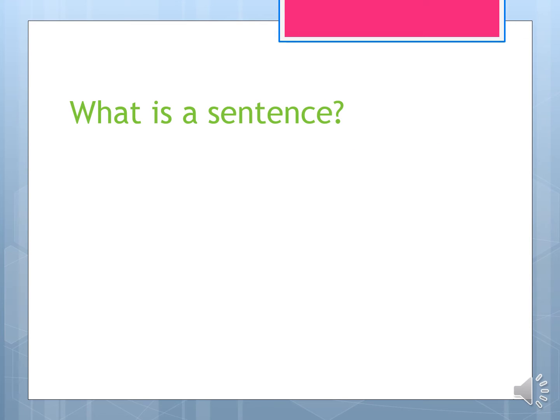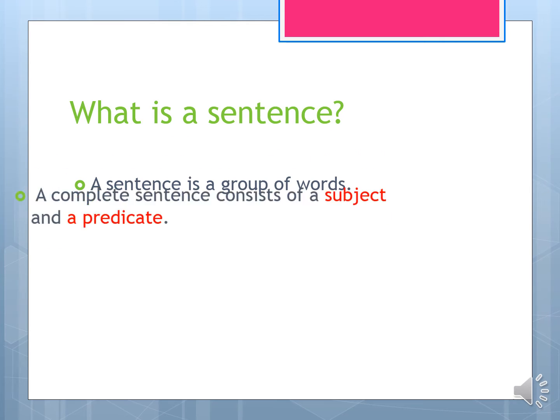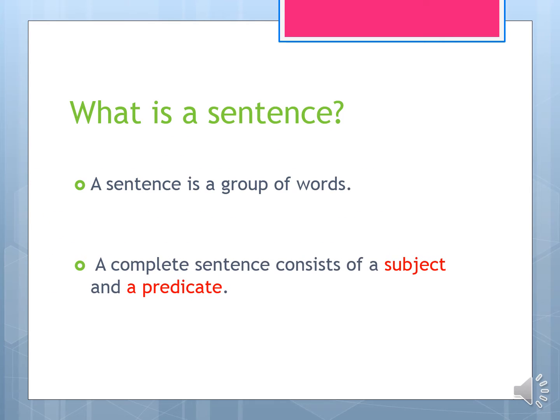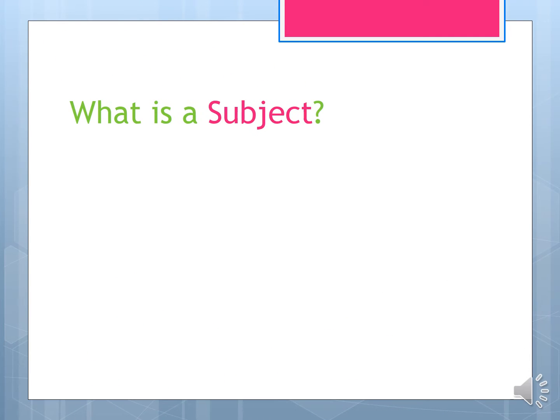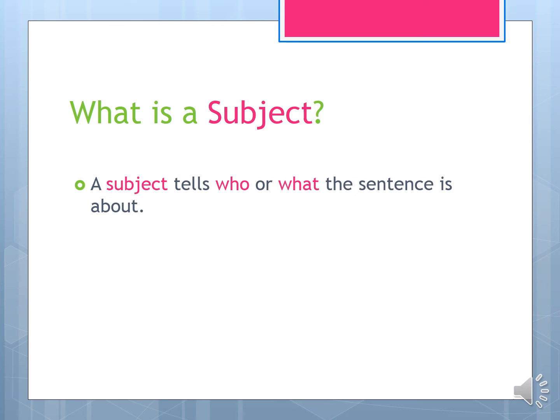What is a sentence? A sentence is a group or set of words that expresses a complete thought. A complete sentence consists of two parts, a subject and a predicate. What is a subject? A subject tells who or what the sentence is about.